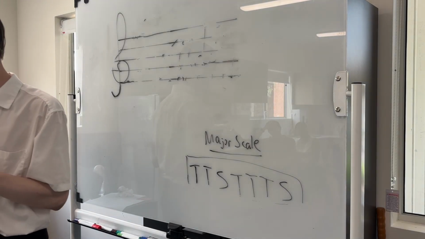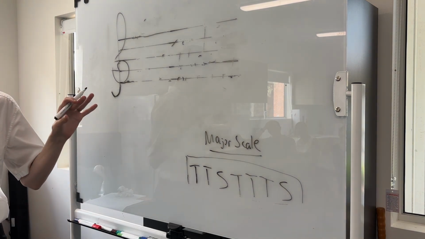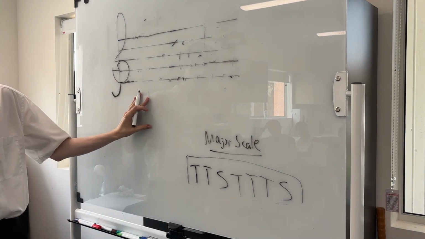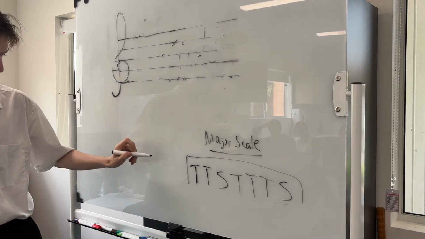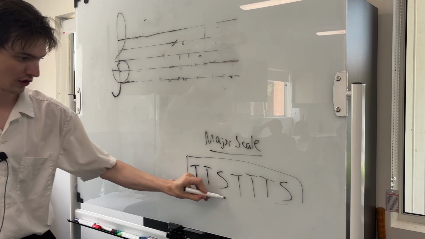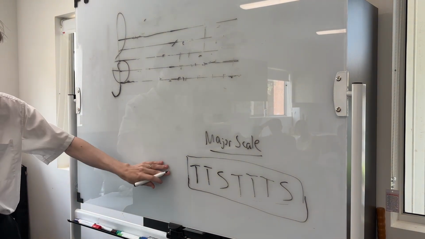Okay, we just talked about the C major scale, a very easy scale because it was all white notes. What I want to talk about now is going back to this idea of the major scale and how I mentioned that it uses this formula of tone, tone, semitone, tone, tone, tone, semitone. All right? We all remember that one.